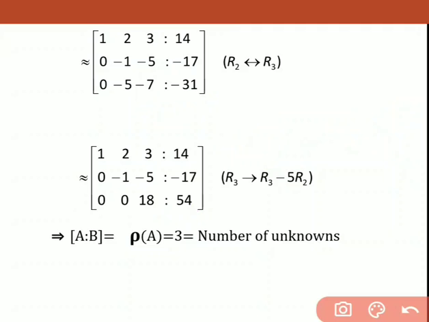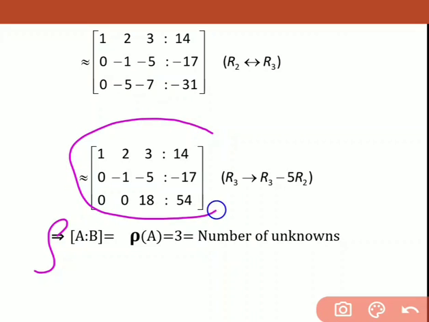This implies the rank of this matrix. Here again we have to write the rank of A colon B. So this is the A colon B. How many non-zero rows are there in this matrix? It is 3. There are 3 non-zero rows. So the rank of A colon B is 3.